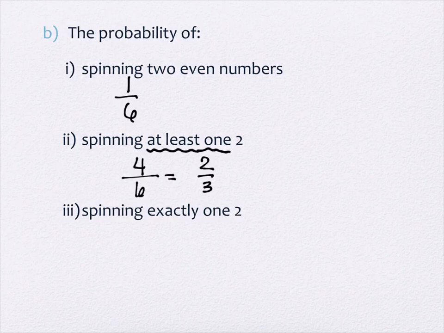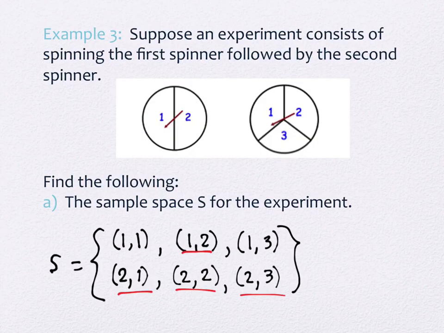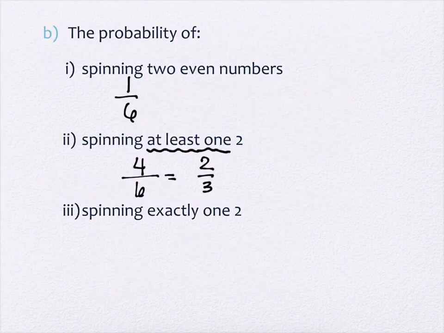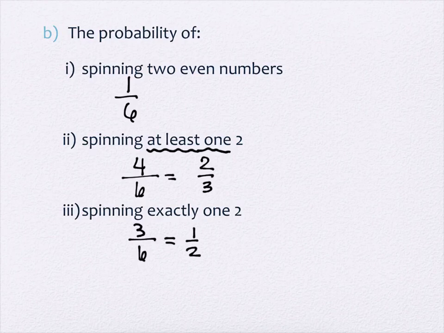The last one says exactly 1 2. So here's exactly 1 2. Here's exactly 1. And here's exactly 1. I leave out the 2 2 option. So like you just said, there are 3 of those out of 6, which gives me 1/2. And we will pause there for today.